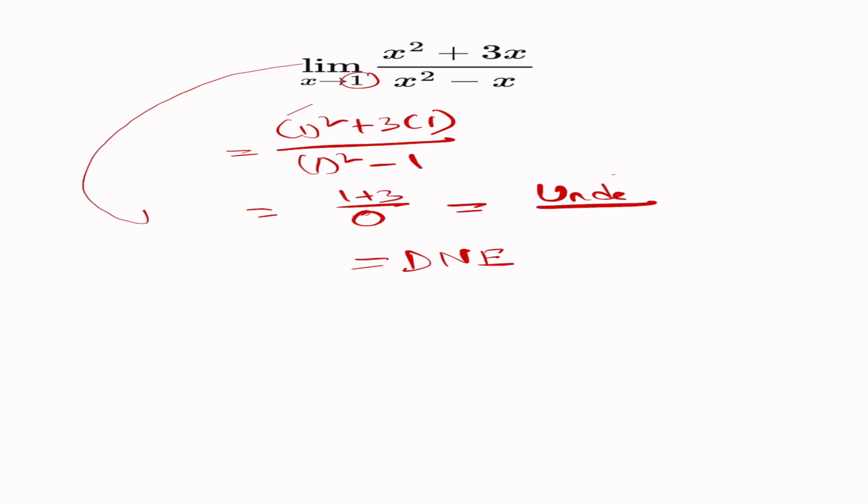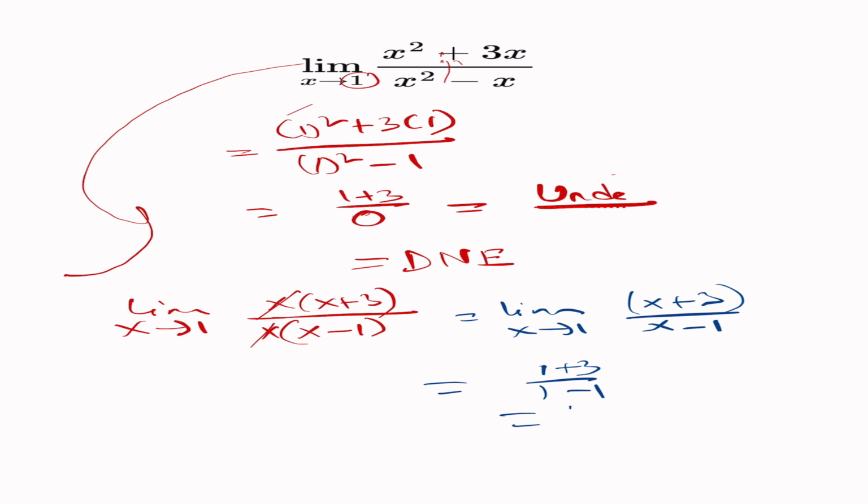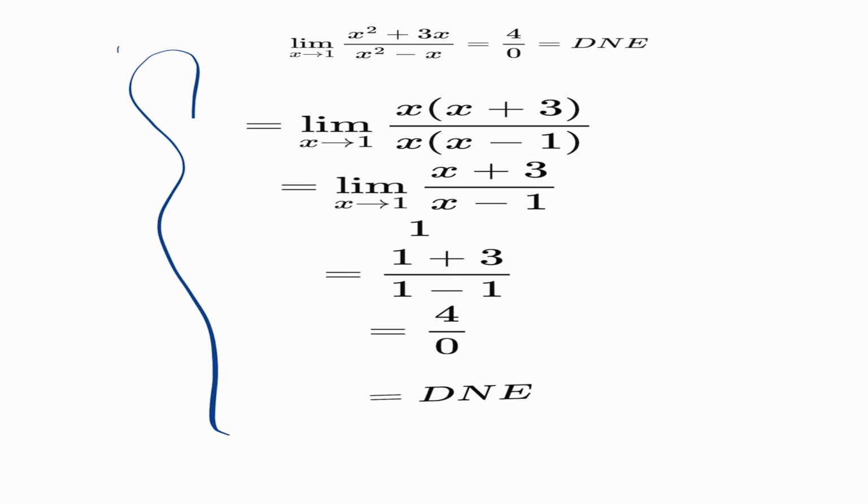If you want to check it, do the factorization and you will see it gives us the same thing. Limit x approaching 1: if you factor out x, you get x plus 3 in the numerator and x minus 1 in the denominator. The x cancels out, so you get limit x approaching 1 of x plus 3 over x minus 1. So it's going to be 1 plus 3 over 1 minus 1, which is 4 over 0. It's the same thing, so it is undefined. This also gives us limit does not exist. Here is the clear view of this explanation.